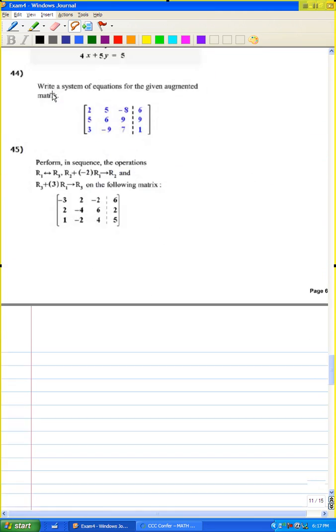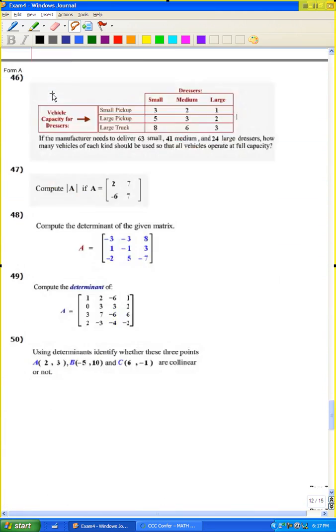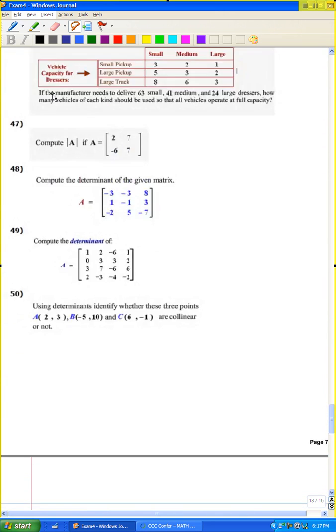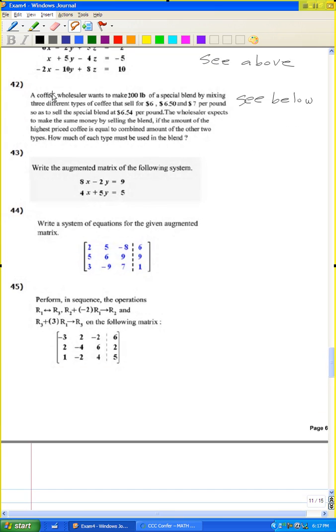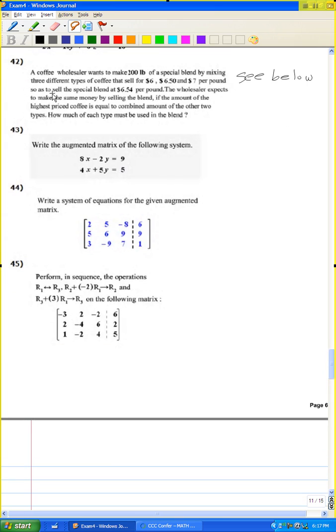Okay, and now see below. So that's the page I want. Okay. Good. So, 42.